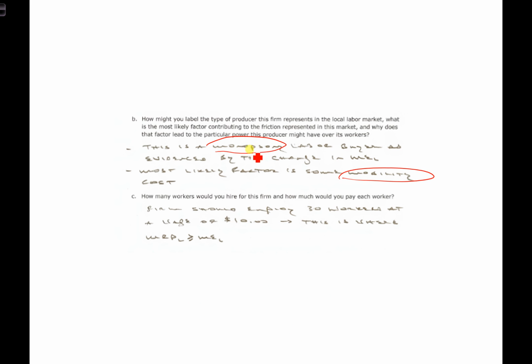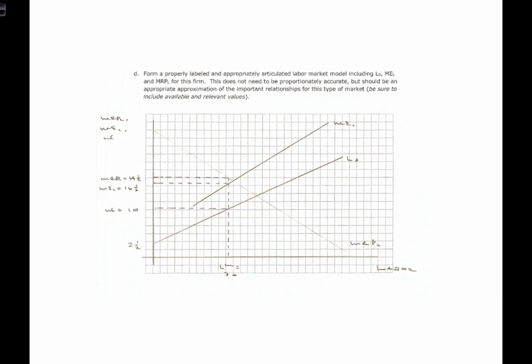Most everybody got monopsony. Only a few of you picked up that this was a mobility issue, even though we talked about that 2 or 3 times in the videos. In item C, we say how many workers would this firm hire? How much would it pay? Well, I've already identified 30 workers, $10 an hour, and I think you understand why. And we've satisfied this condition. Item D is we're creating now the graphic model that lets us see this.